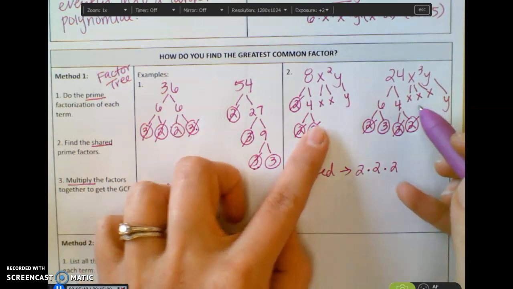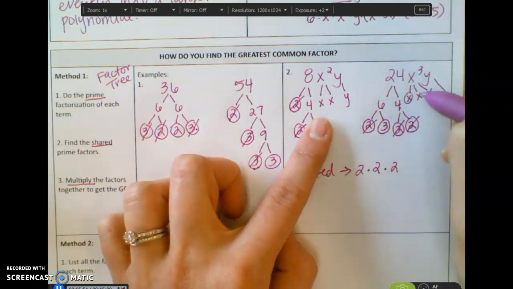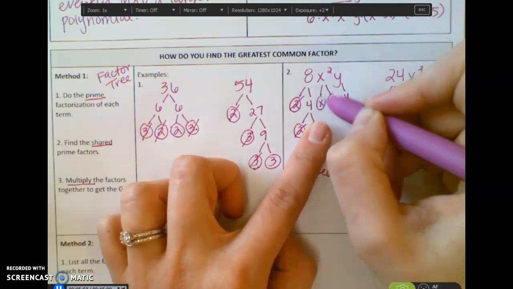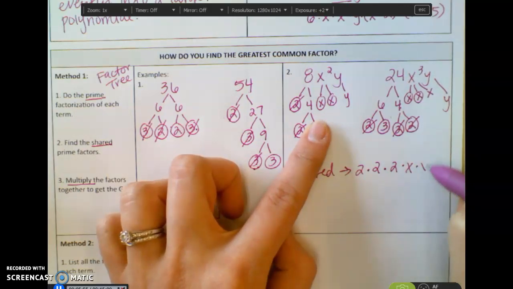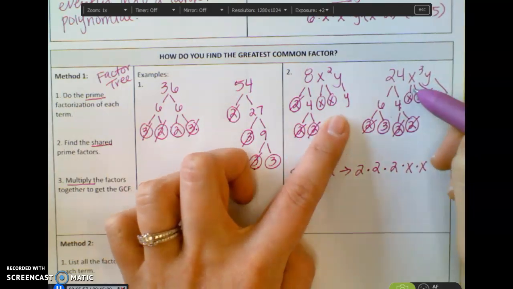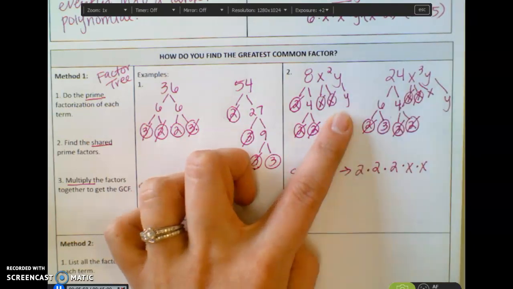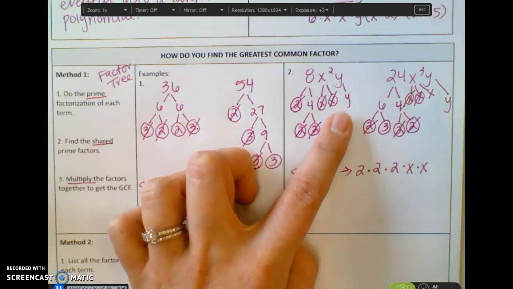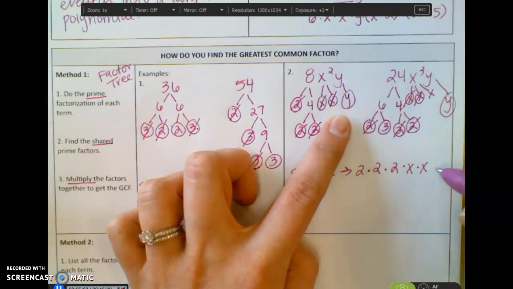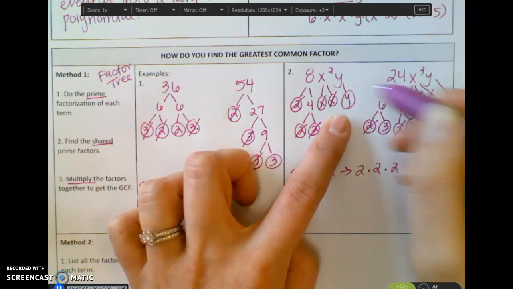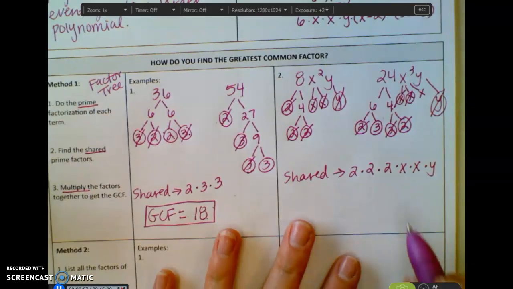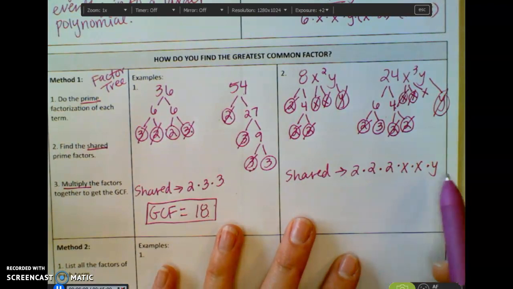Let's look at the variables. They share 2 x's. So x and x. And then I'm going to mark those out. And then what about our y's? They both have one y, so they share 1. Okay? So they share three 2's, 2 x's, and a y.